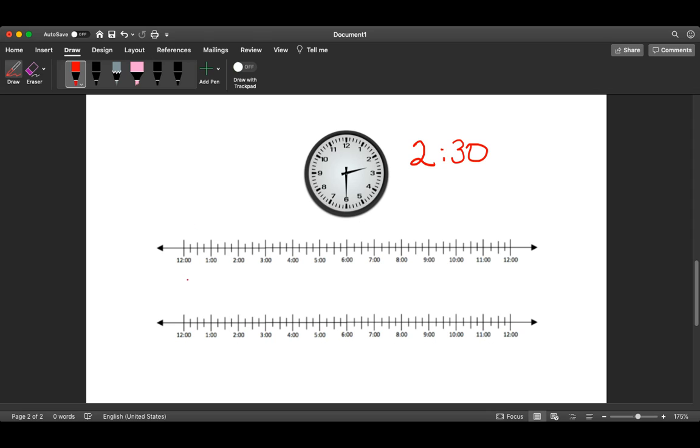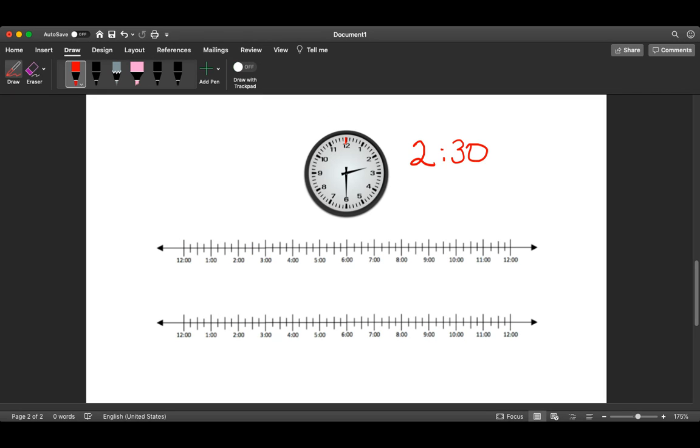First of all, on this number line, I see the time starting at 12, and I have 1 o'clock, 2 o'clock, 3 o'clock, 4 o'clock, all the way until I get back to 12 o'clock. So 2:30 would be between the 2 and the 3 o'clock. 30, we know, is halfway around, so it's going to be halfway in the middle. Well, let's think about this.